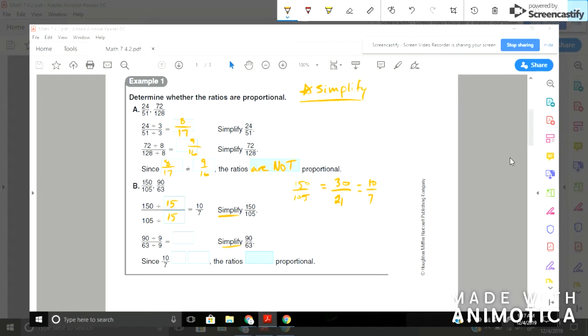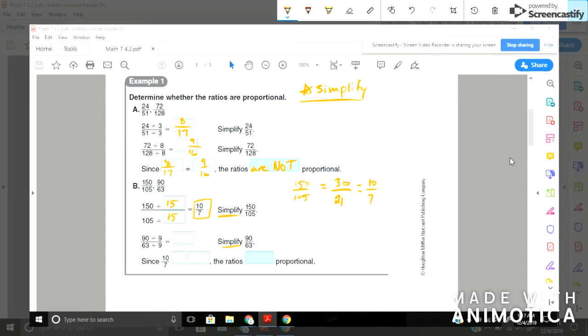150 divided by 15 is 10. And 105 divided by 15 is 7. You can see here I just divided by a different number right away, by 5, and then I went even simpler. Okay, so the first number simplified is 10/7.